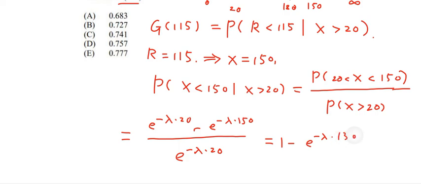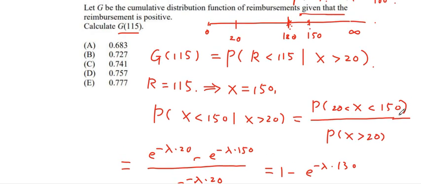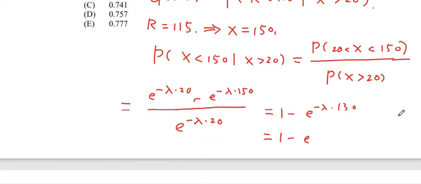So what is lambda? Lambda is 1 over 100, so the exponent is 130 over 100, which is 1.3.